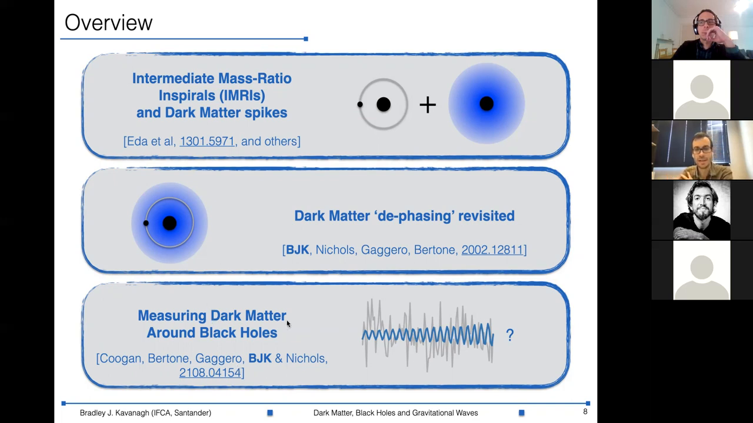Okay, and in the last 10 minutes or so, I'll talk about more recent work where we go one step further and think about what parameters you could extract about the dark matter by looking at these kinds of systems.